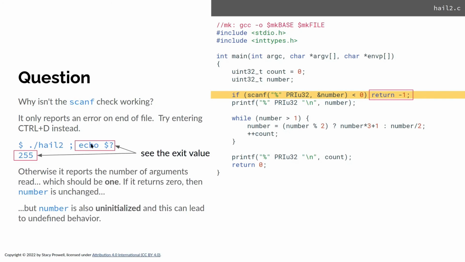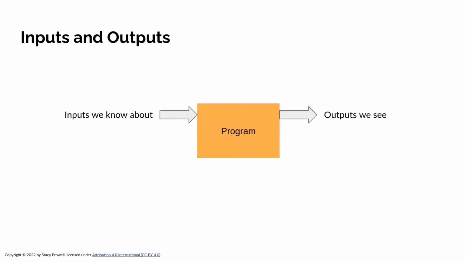Again, we can see the exit value here. Otherwise, it reports the number of values that it parses. If it doesn't parse anything as a number, it just leaves number unchanged, but number is never initialized. And in the wonderful world of C, that's a good way to get some random garbage into the variable number. And that's in fact what we see. We see some random garbage come through number and be output. It's undefined behavior.